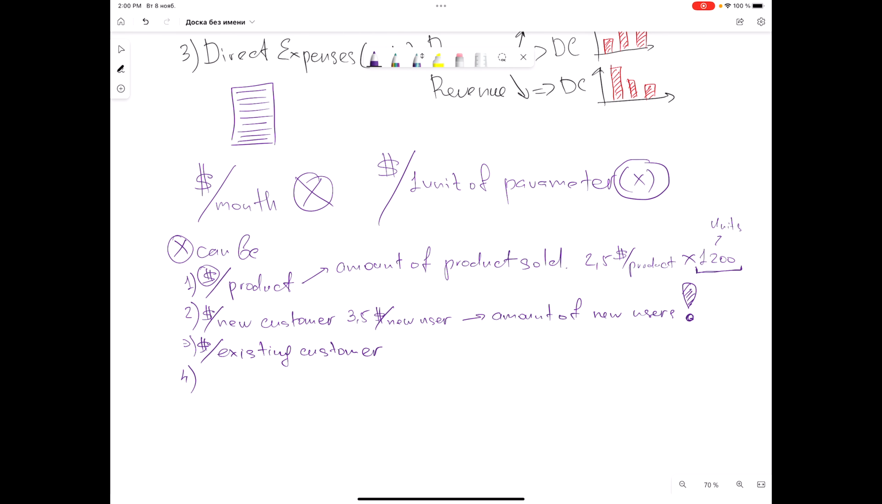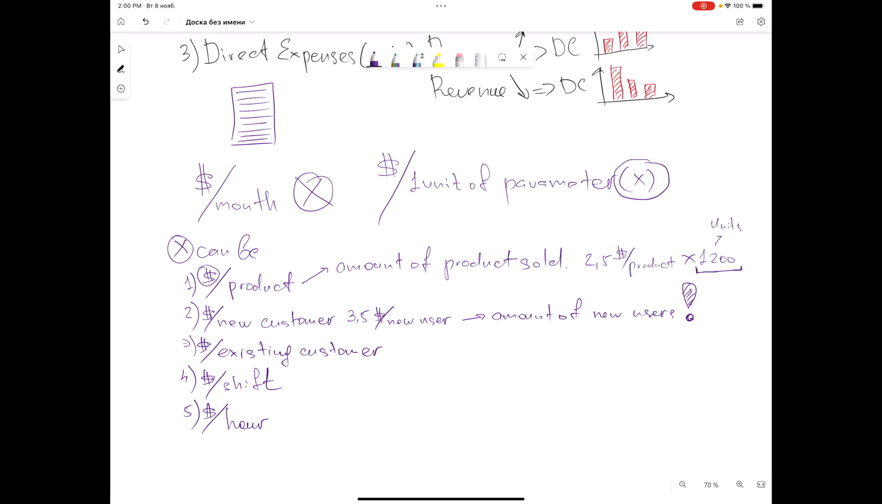Or it can be nominated in dollars per shift, and you have to calculate how many shifts per month your equipment works. Or it can be nominated in dollars per hour when your production line works, and you have to calculate how many hours your production line works inside the month according to some seasonality.